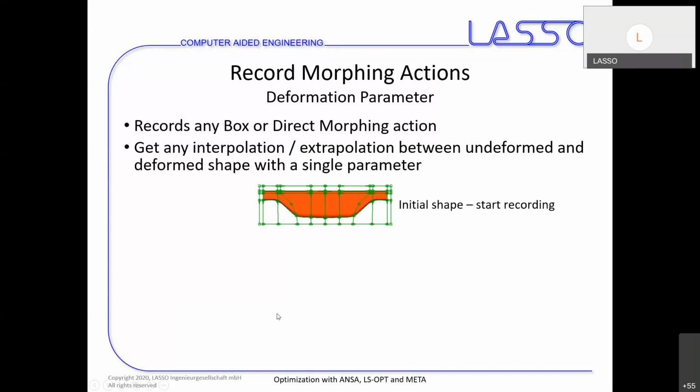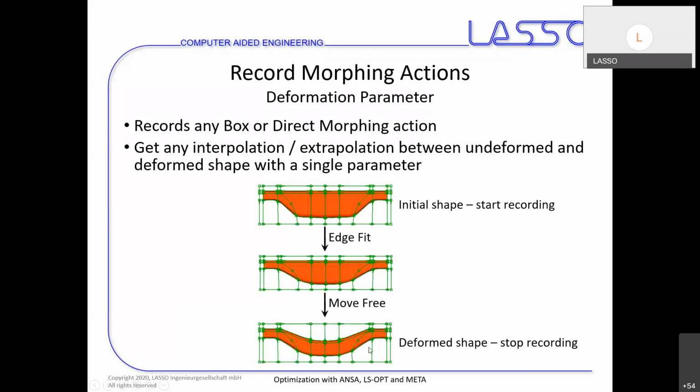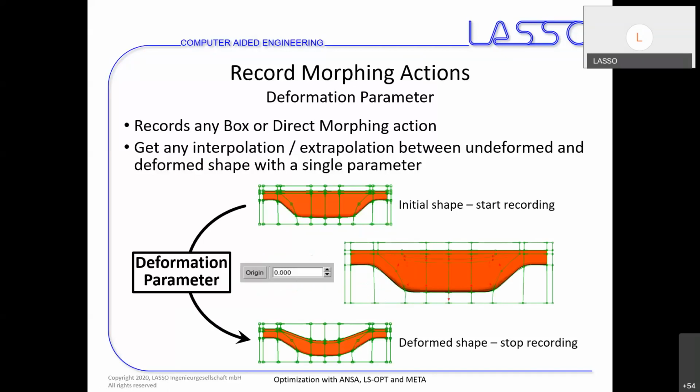So let's assume here we have an initial shape of the model and we have some morphing actions that we apply here, for example, an edge fitting of the boxes, and then we move some control points. So different morphing actions that lead to a target shape. And this was recorded. And then we can interpolate between the starting and the target, the end position, with just one parameter, a so-called deformation parameter.